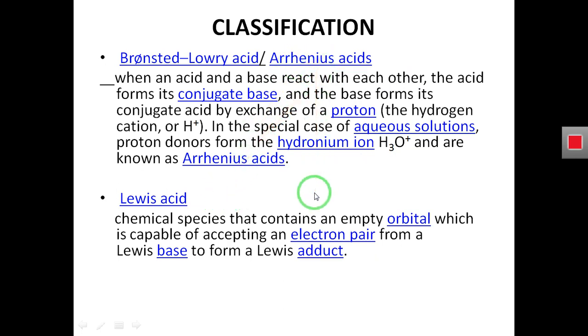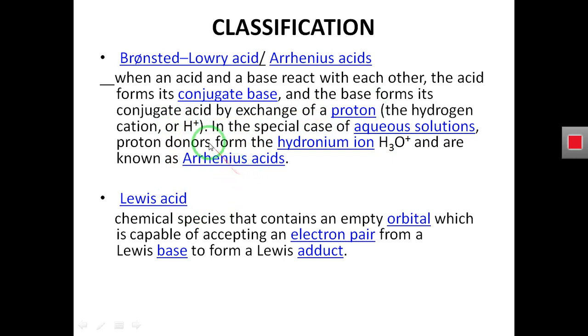Arrhenius acids are all those chemical molecules or chemical species or chemical entities that are able to donate a proton. We have to keep in mind that all the acids, all the chemical entities or species that are able to donate a proton, meaning a hydrogen atom or hydrogen cation, are Arrhenius acids.